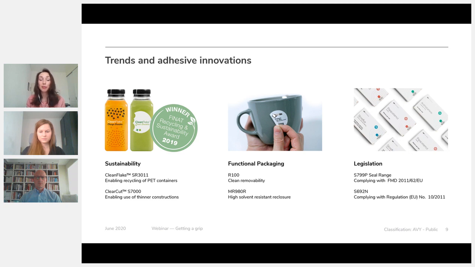Clear Cut, that's another example, the S7000 range, we call that as well.